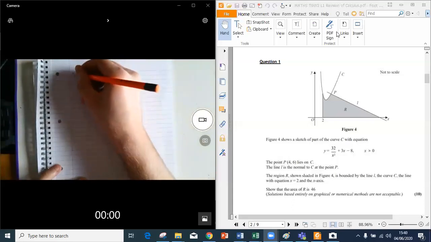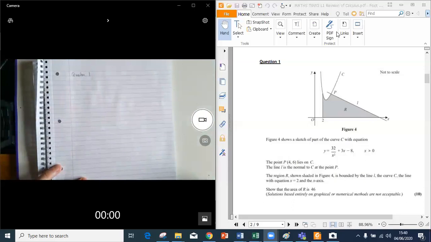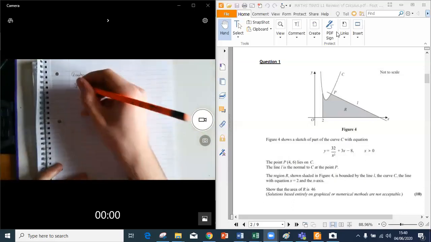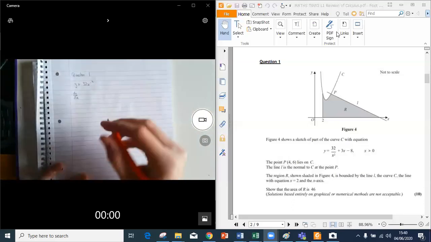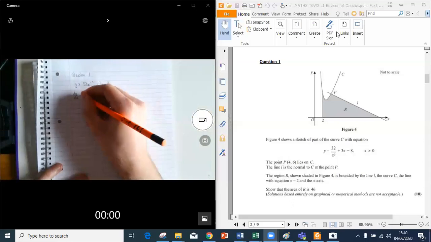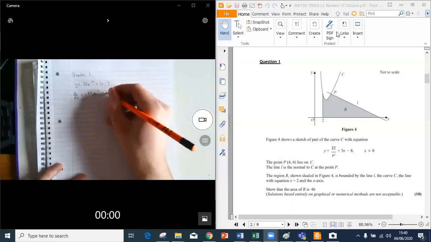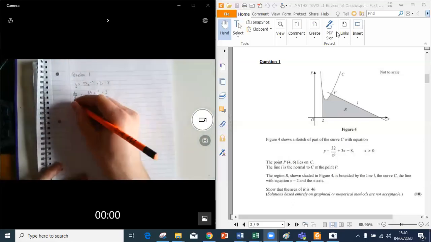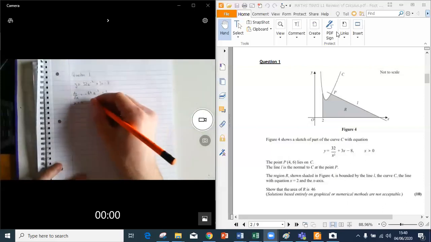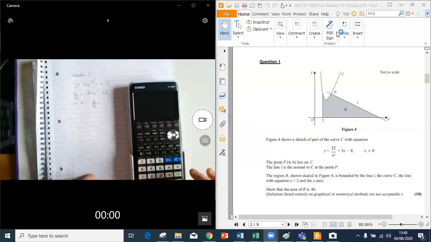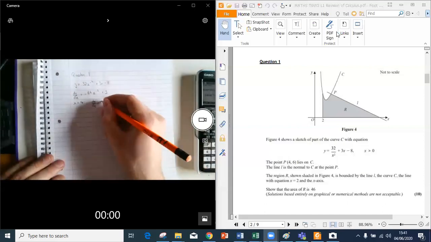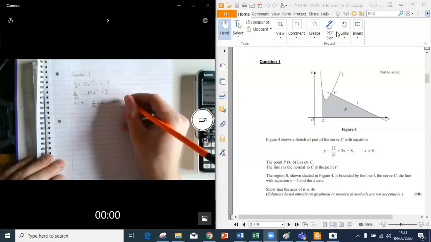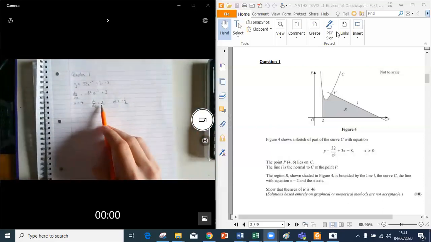So for this one, to get the equation of the normal, we first of all need the gradient. So we do dy by dx, but before we do that, we need to write y in the form ready to integrate. So 32x to the minus 2 plus 3x minus 8. Differentiate it, we get minus 64x to the minus 3 plus 3. We sub in x equals 4, because that's the coordinate of P. So we get dy by dx equals minus 64 times 4 to the power minus 3 plus 3. That's 2. So therefore, m equals minus a half, because it's the normal, so it's negative reciprocal.